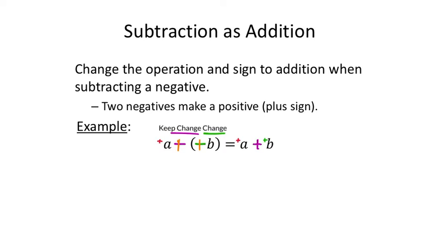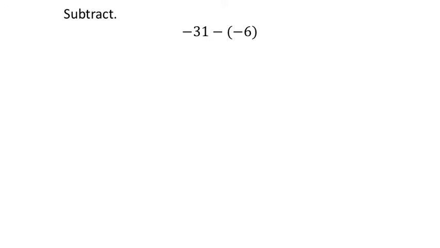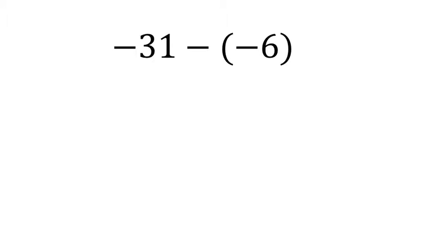So as long as you understand this keep, change business, you will always be changing subtraction into addition, because then we don't have to memorize lots of extra rules or think, well, is it going beyond 0 or anything like that. We just apply everything that we learned in 1.1, which was addition of integers. So let's see if we can apply this. Okay, so negative 31 minus negative 6.